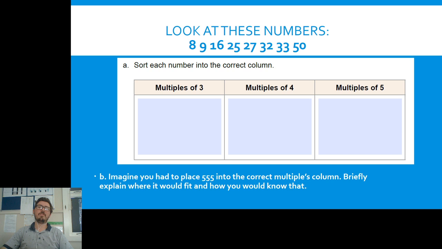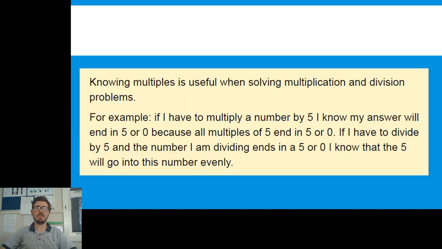Yes, it is a multiple of 5 because 555 ends in 5. So we know that all numbers that end in 5 are multiples of 5. Okay, knowing multiples is useful when solving multiplication and division problems. For example, if I have to multiply a number by 5, I know my answer will end in 5 or 0 because all multiples of 5 end in 5 or 0. So I know that 332 is not a multiple of 5. So they give me clues, don't they, when I know my multiples well.